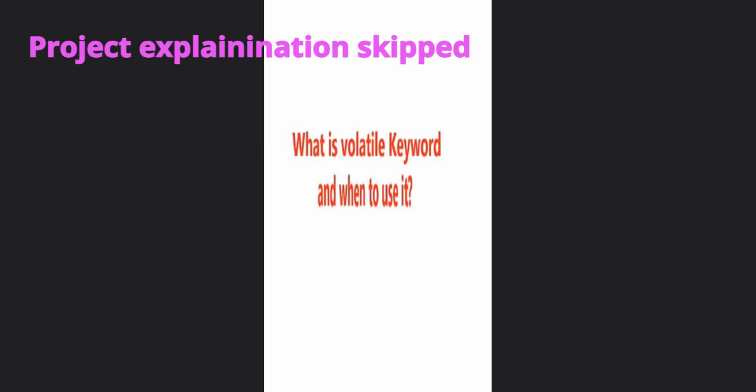The volatile keyword ensures that a variable's value is always read from and written into the main memory, providing visibility across threads. When to use: when multiple threads access a shared variable. So the volatile keyword reads from and writes into the main memory when multiple threads access a shared variable.